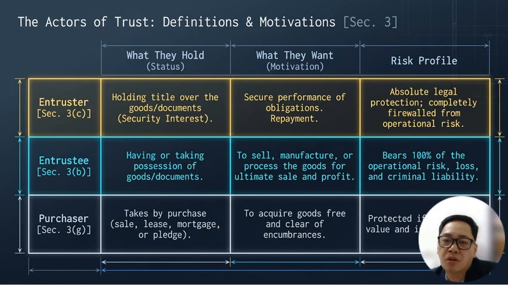Section 3H explains that the entrustor takes or retains title, even if it is expressed as an absolute title, specifically to secure performance of such obligations of the entrustee or some third persons to the entrustor. Next would be the entrustee. The entrustee is the person or their successor in interest who takes physical possession of the goods, documents, or instruments under the trust receipt. The motivation?